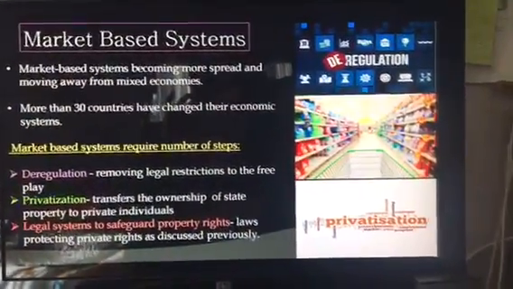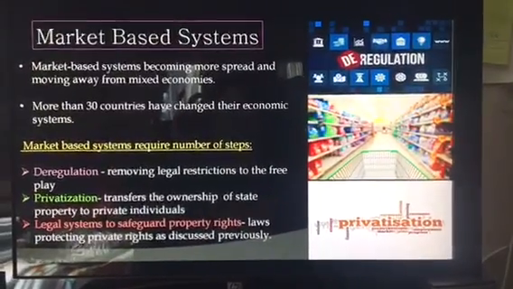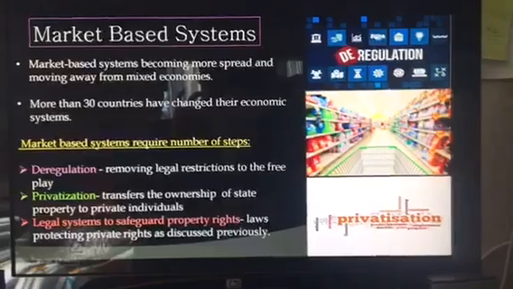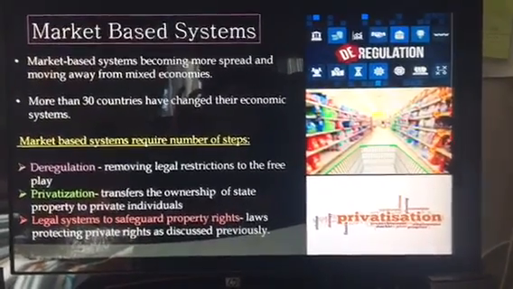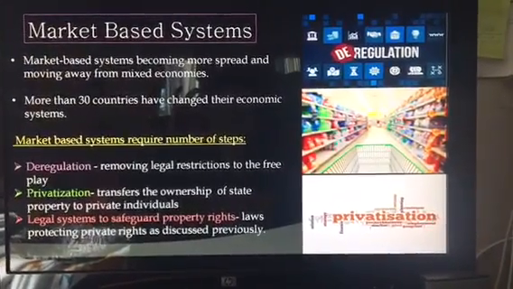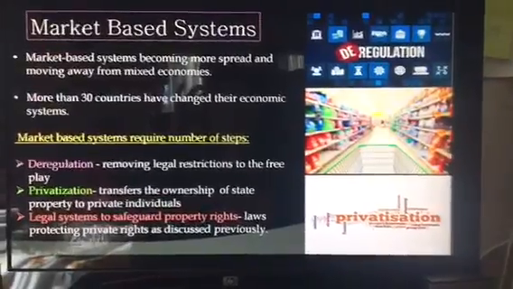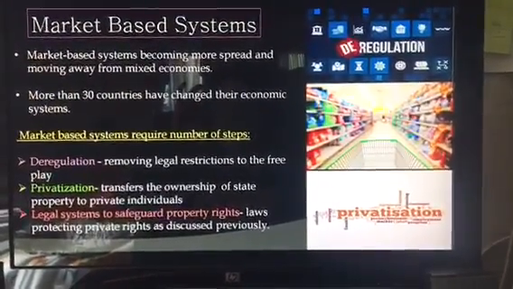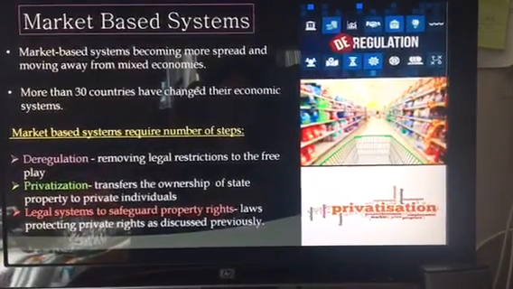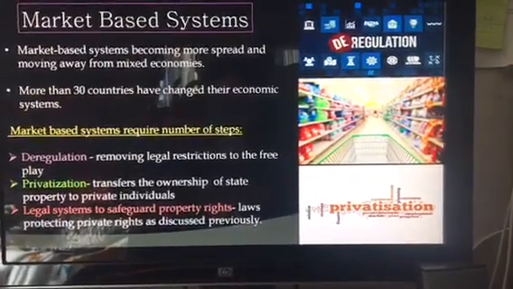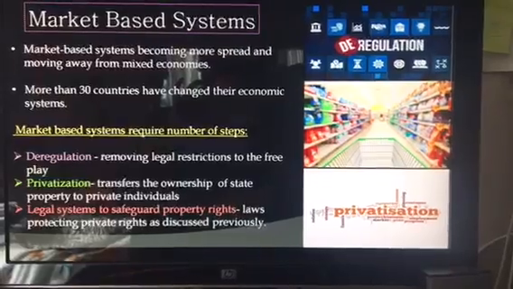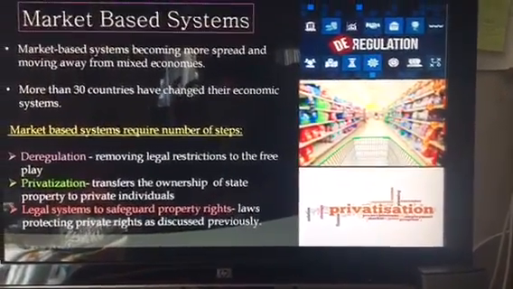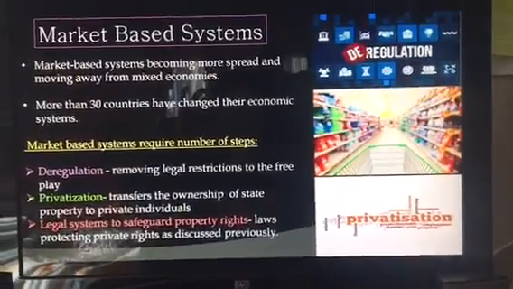We also see market-based systems happening a lot more. There are more than 30 countries that are changing into these economic systems. These economic systems are really important because entrepreneurs need these. These allow for removal of legal restrictions to have them be able to share their ideas and create a lot more. Same thing, laws protecting private rights as discussed previously.